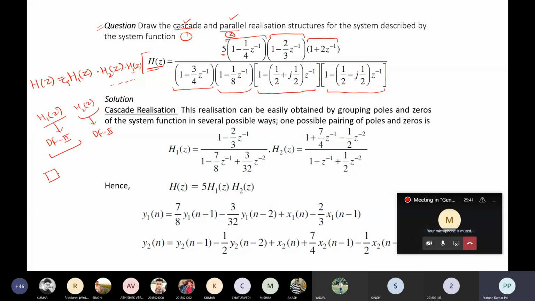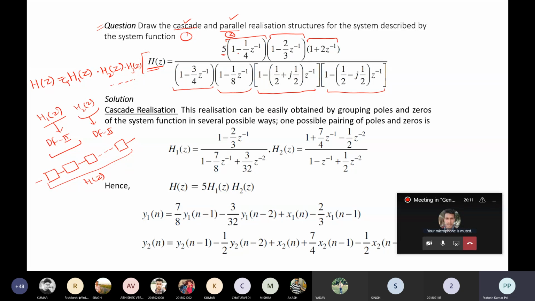So suppose this is H1 of z and another one is H2 of z, H3 of z, and so on. So this complete structure will be your cascaded form of H of z. Okay, so same we can do. This is the generalized, or you can say the simplest method. Okay, so here in this case we will be grouping the poles and zeros of the system in several possible ways.